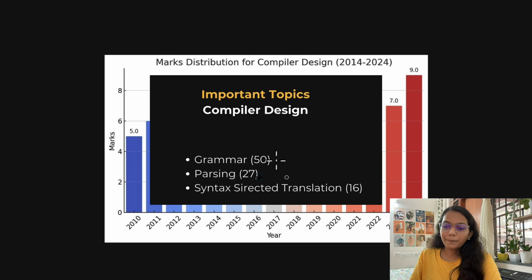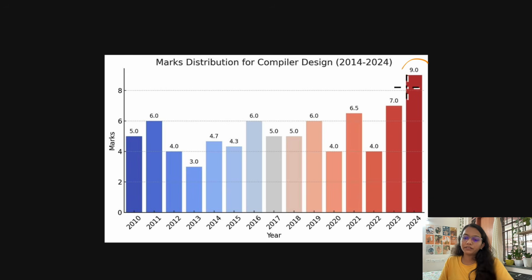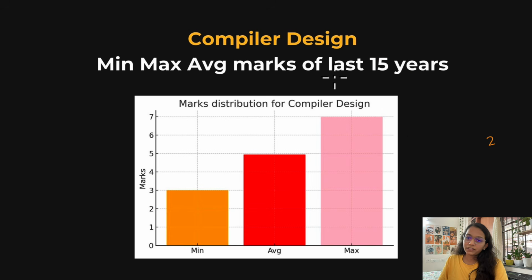So the next is compiler design. This is the marks distribution for compiler design. In 2024 you can see 9 marks are there from compiler design. Also, for years like 2024, where there are two sets, set 1 and set 2, I have taken the average of these two sets. The average marks of these two sets I have written here, like 9 is the average of both the sets.